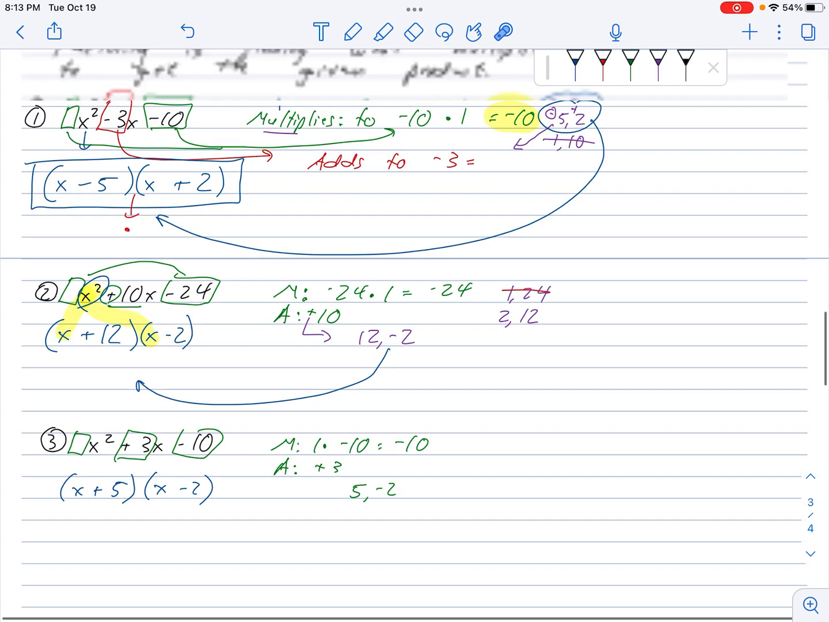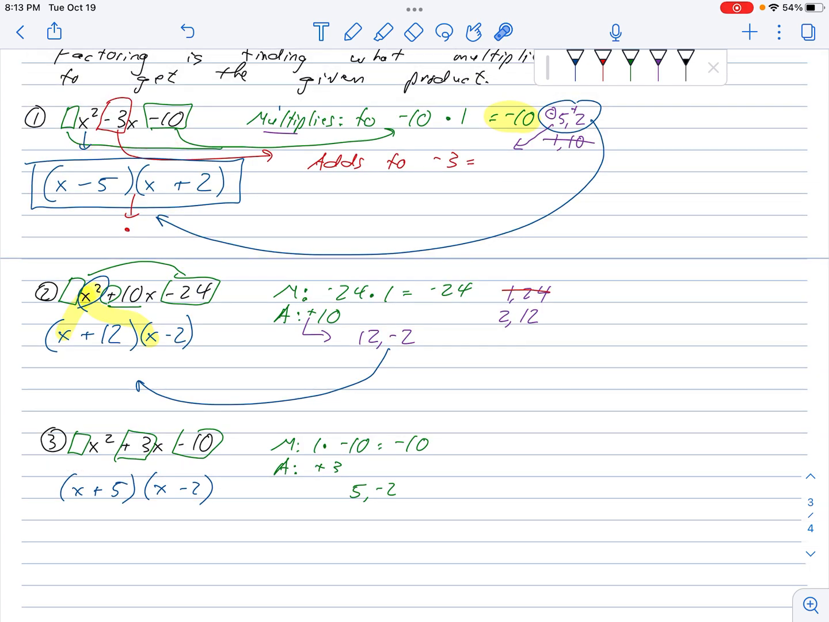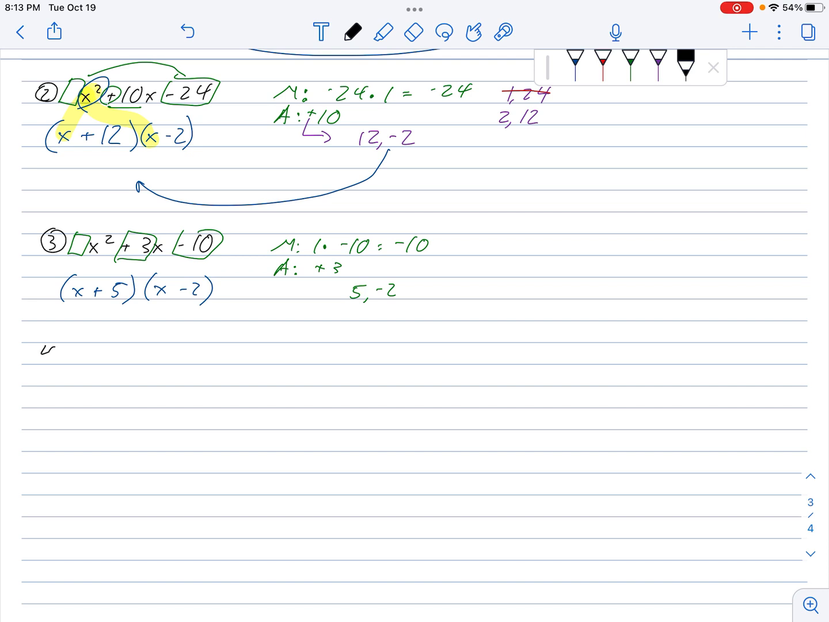So if I'm looking at number 1 and number 3, the only difference is this is minus and this is plus, meaning I want the 5 bigger to give me a negative 3, or I want the 5 bigger to give me a positive 3. Same idea. Okay, and here is another one. x squared. Making this one up.